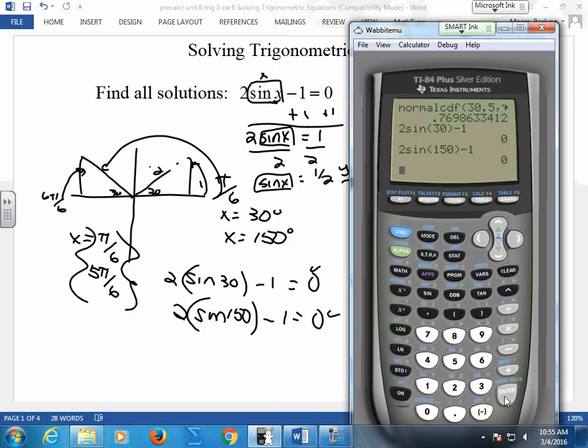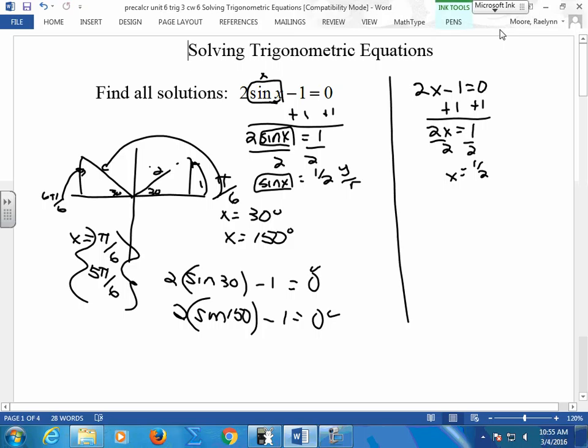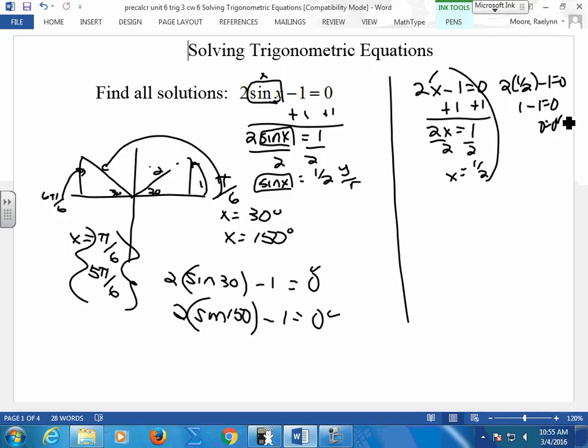So I checked my answers. Don't you check your regular algebraic equations? Don't you put this back in for x? 2 times 1/2 minus 1. So there's your 1. Right? So I don't need you to do a formal check. Just go throw it in your calculator and check. And easier, do it once, do second enter, do it again. It works. Okay? Not so bad, right?